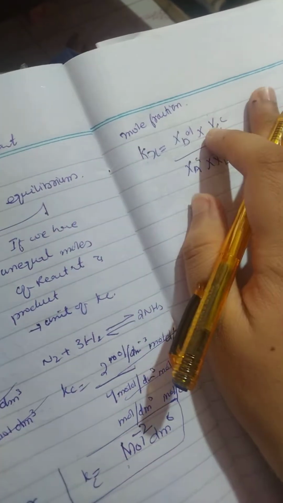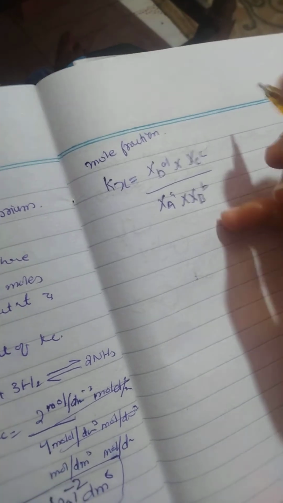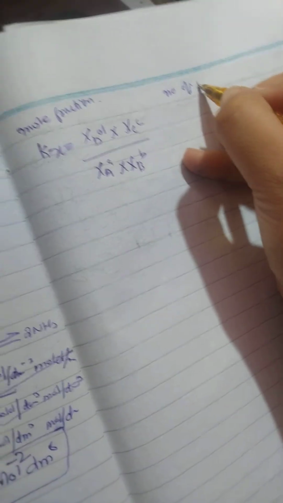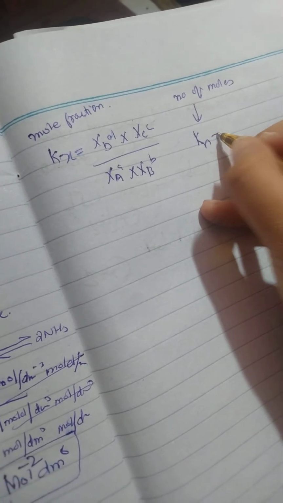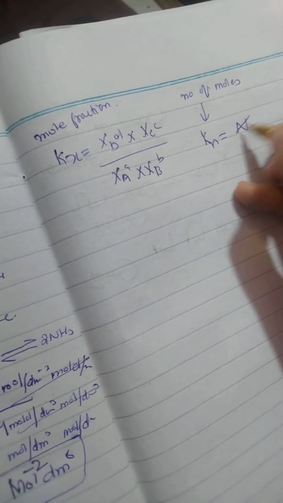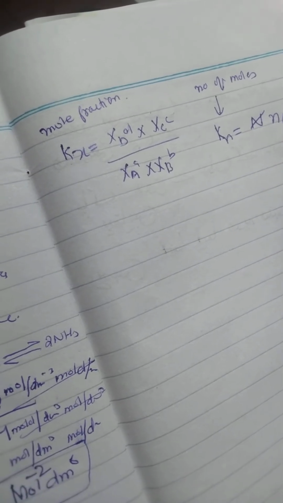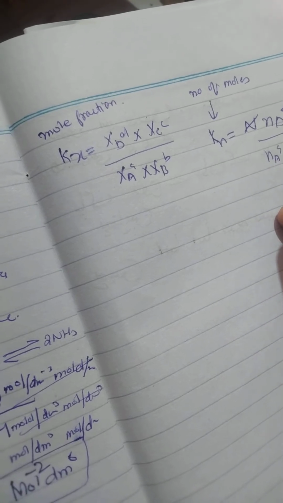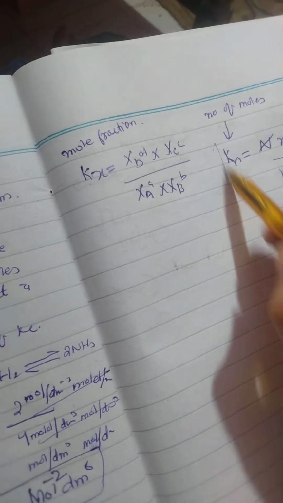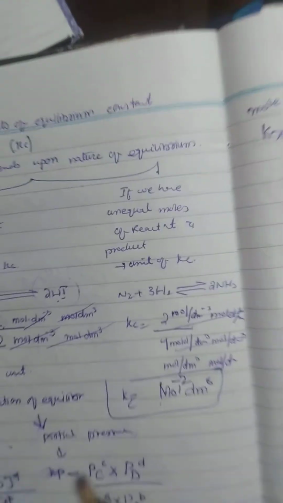We also calculate the equilibrium constant in terms of the number of moles. For this, K will be Kn, equal to n_C times n_D over n_A times n_B. This will be the formula when we use this unit. So I hope this is clear to you till here.